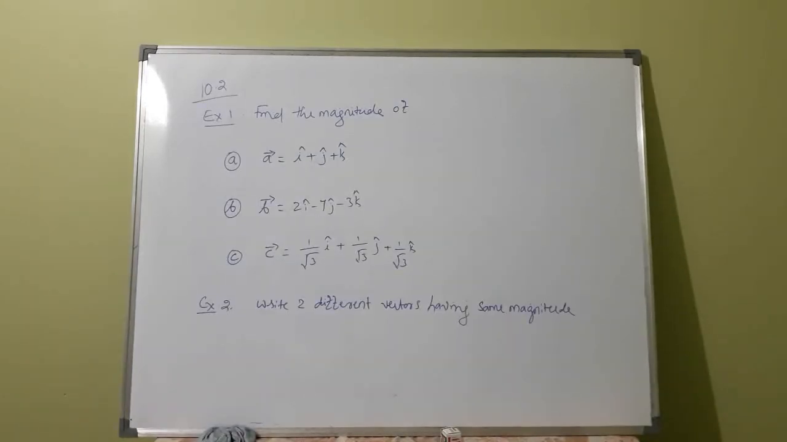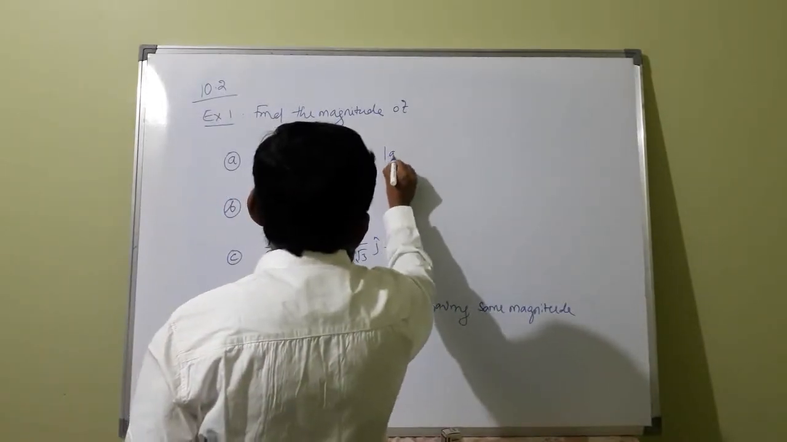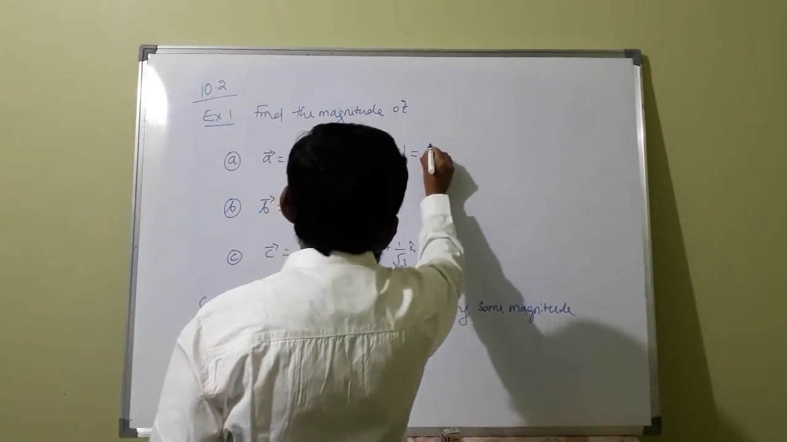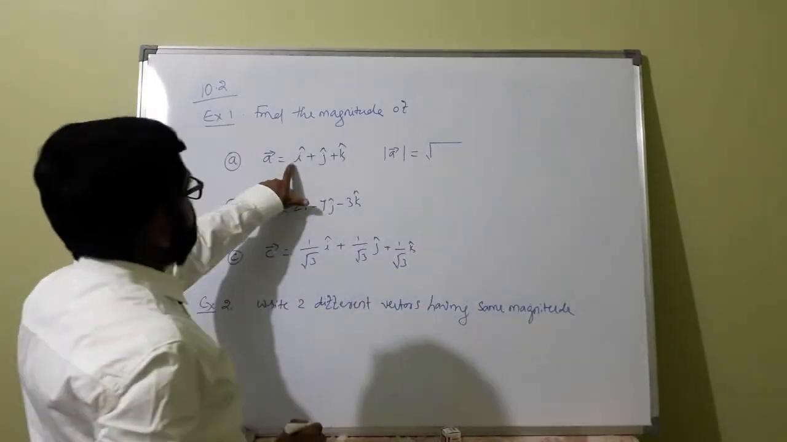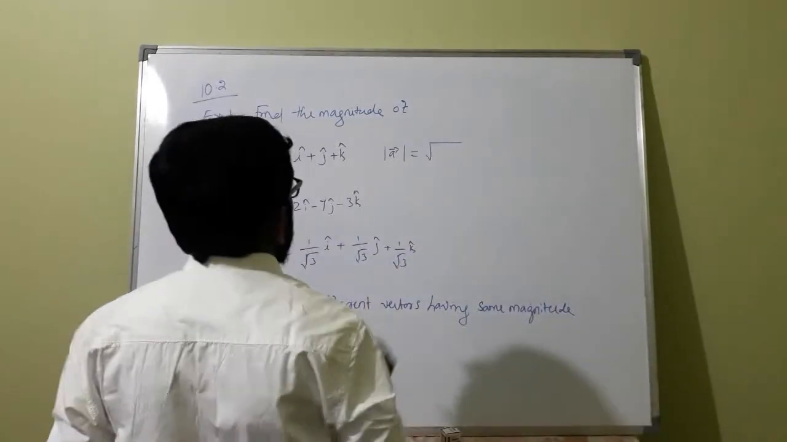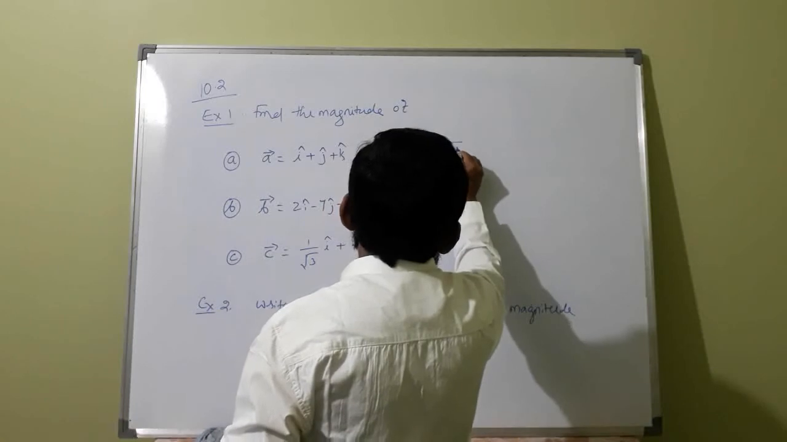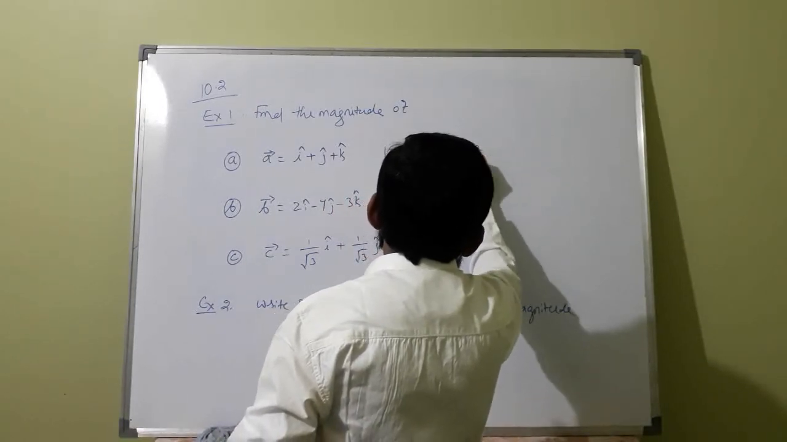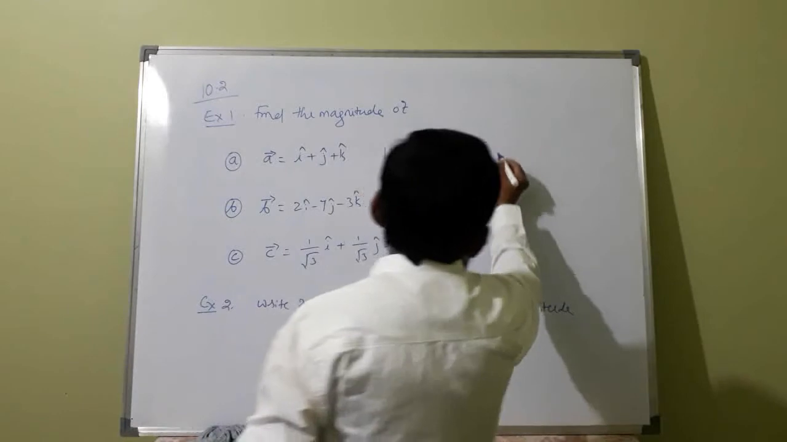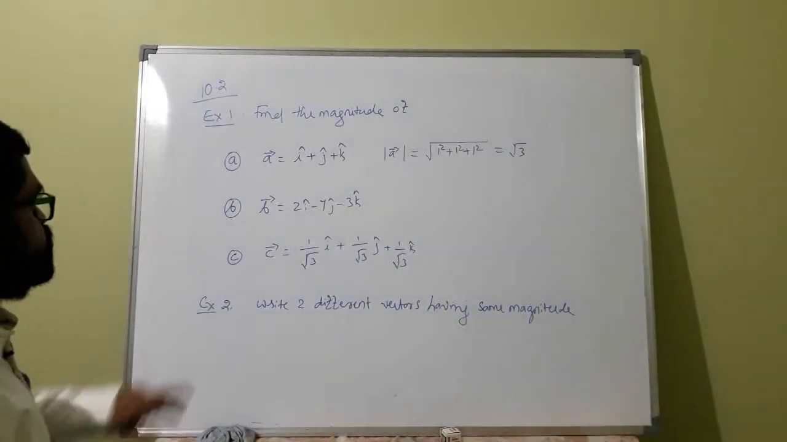Okay, 10.2. First example is to find the magnitude of the vectors. Three vectors are given. So magnitude of A is equal to the square root of the scalar part, that is 1 square plus coefficient of j plus coefficient of k squared, that is root 3. Answer for the first one is root 3.